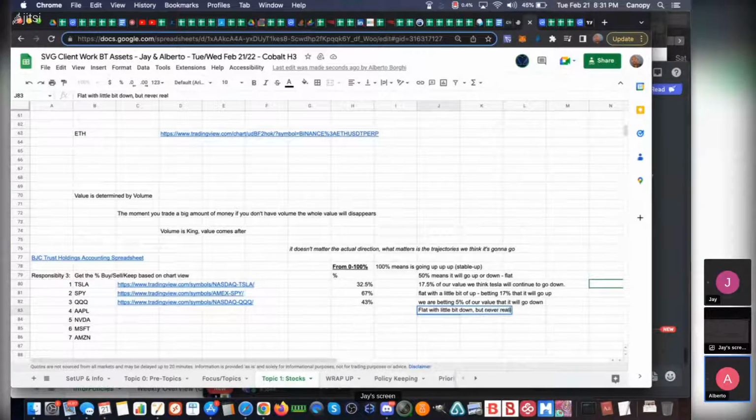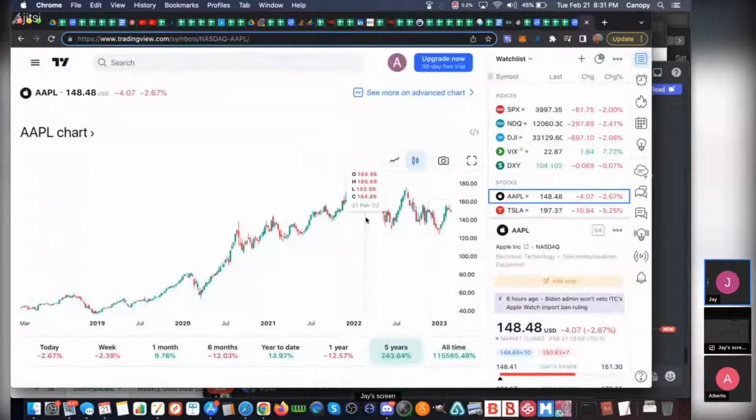I wouldn't really touch Apple. 50%, I would say. I would say potentially above 50%, right? Because you can see it's flat, but it's gone up so high and then it didn't go down. It's held its value, right? So for me, I would say 70%.